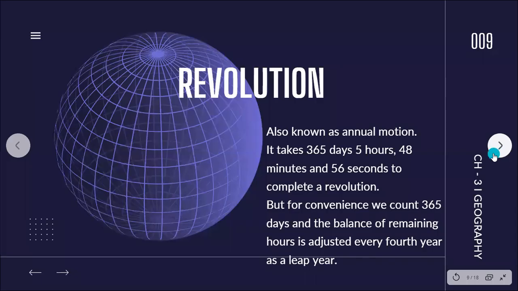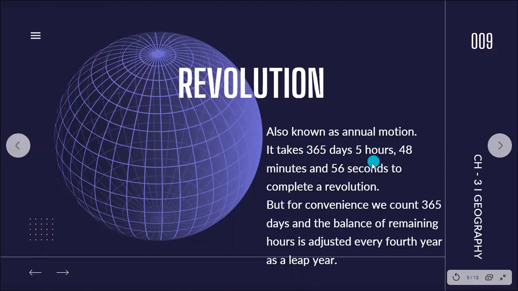The next part is revolution. So what is revolution? Revolution is the movement of the Earth on its orbital plane while it revolves around the sun. It is also known as the annual motion, and it takes 365 days, 5 hours, 48 minutes, and 56 seconds to complete one whole revolution. Now, how many days in a year do we have? We say 365 days. But what happens to these 5 hours?